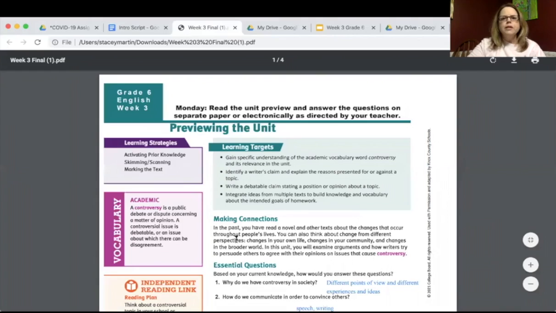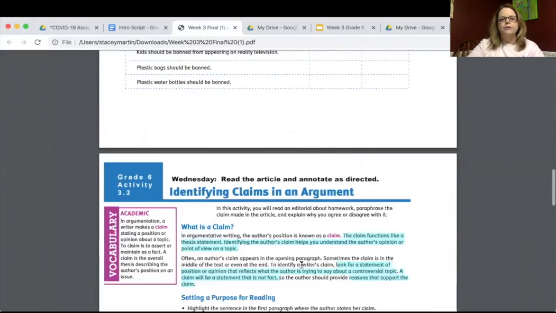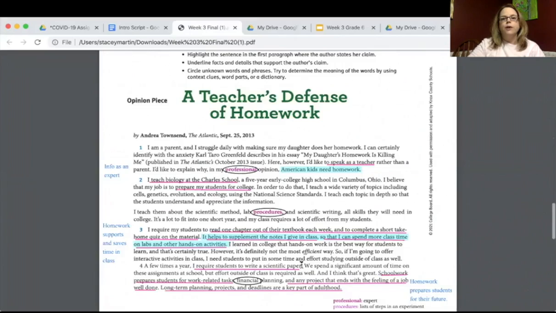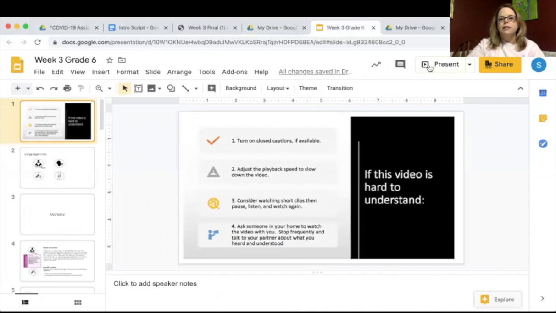Now let's get started. One thing that I want to do first is share with you what the packet looks like. So I'm going to share my screen with you. This is what the packet should look like. This is the packet you should have. So if this is not the packet you have, you need to go to the website and get the correct packet, okay?